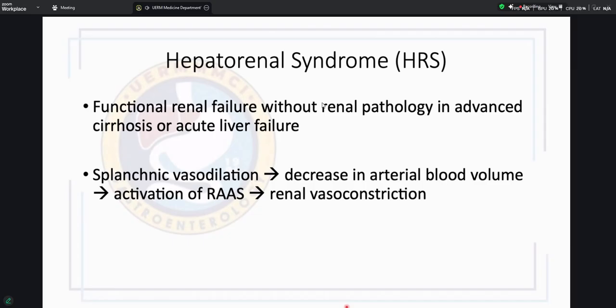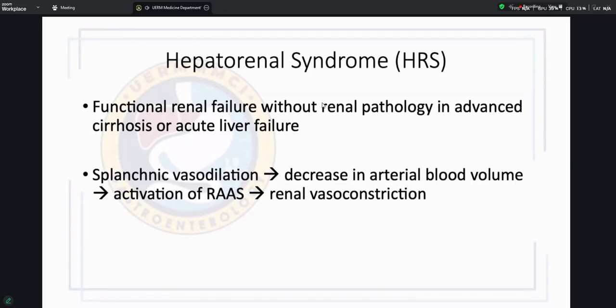Hepatorenal syndrome, or HRS, is a form of functional renal failure without renal pathology that occurs in 10% of patients with advanced cirrhosis or acute liver failure. It means that the patient has no prior kidney problems and the kidneys are structurally normal. HRS requires exclusion of other causes of acute renal failure, and most notably volume depletion. So, renal vasoconstriction is the most important mechanism and is mainly due to splanchnic vasodilation as seen in cirrhotics, and this leads to decrease in arterial blood volume and activation of RAAS.